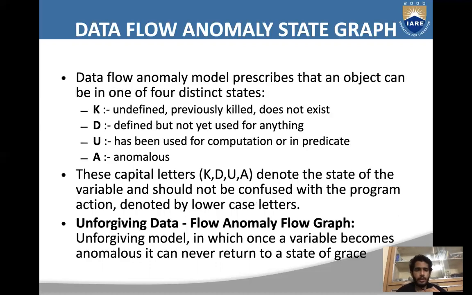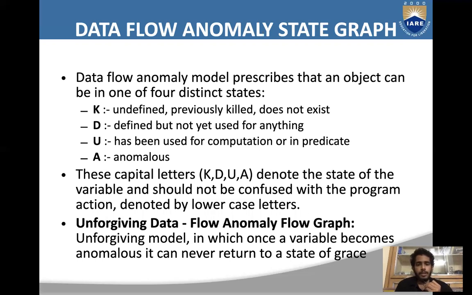Now, the data flow anomaly model prescribes that the object can be in one of 4 distinct states. K, undefined. D, defined. U, has been used. A, anomalous. These capital letters denote the state of the variable and should not be confused with the program actions denoted by the lowercase letters.